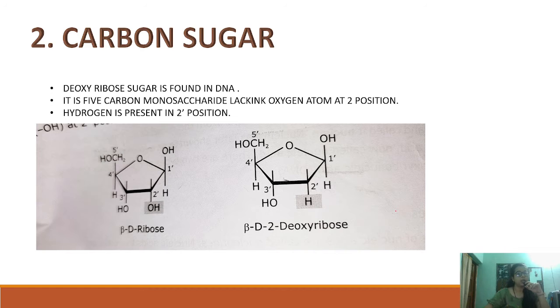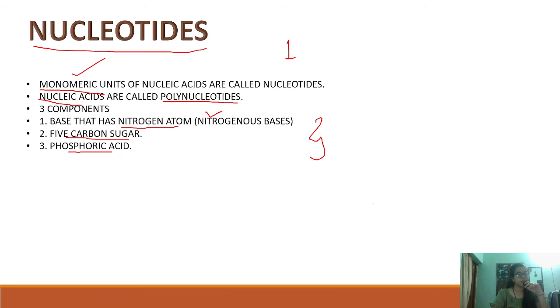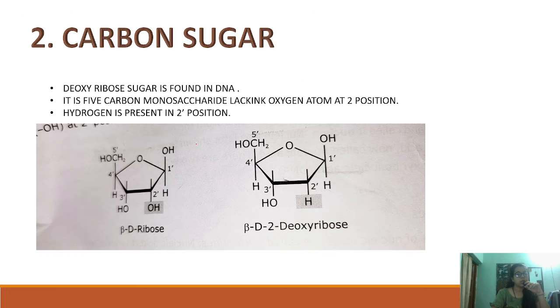Moving to the carbon sugar, as we have discussed the first part of the nucleotide, that is the nitrogenous base. Second is the carbon sugar. In case of DNA, deoxyribose sugar is present. That's why the DNA is called deoxyribonucleic acid, and RNA has ribose. So deoxyribose sugar will be present.